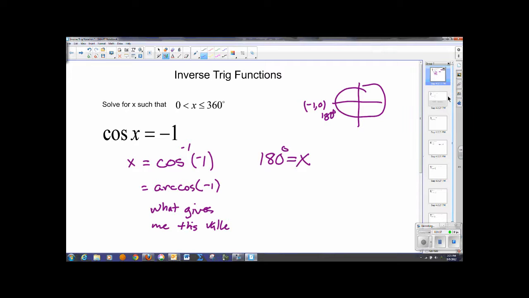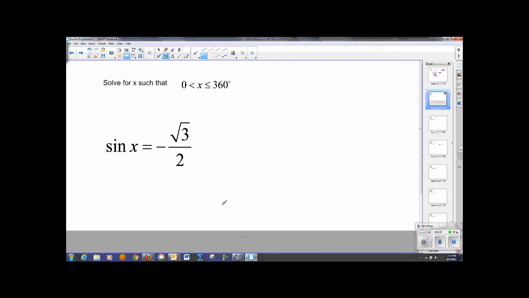So now let's look at another problem. Again, I'm looking for an angle value between 0 and 360 degrees where the sine of that angle is equal to -√3/2. So if I were to rewrite this in inverse notation, I would have the inverse sine of -√3/2 is equal to some unknown value of x.